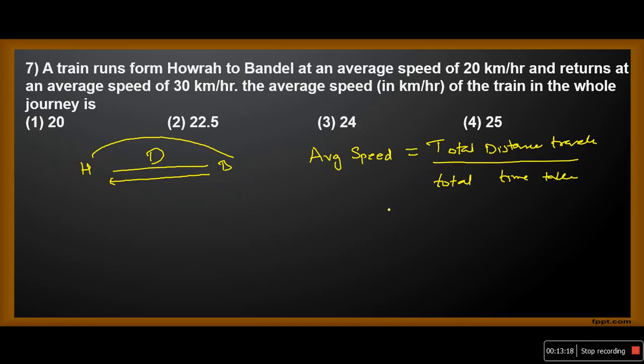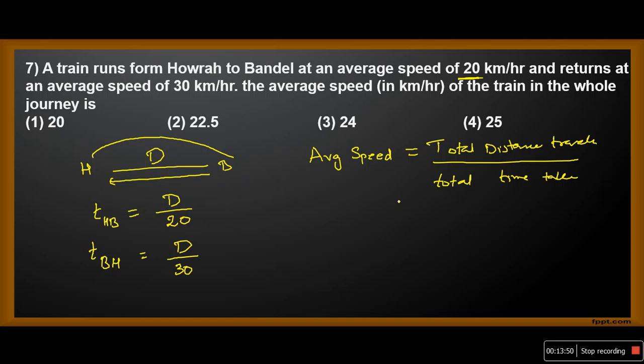Okay. Now while traveling from H to B, what is the speed of the train? 20 km per hour. So time while traveling from H to B is equivalent to distance by speed, D by 20. Similarly, while returning B to H, the distance is same, but what is the speed now? 30. Total time taken is nothing but THB plus TBH.